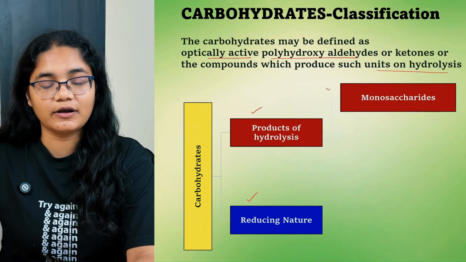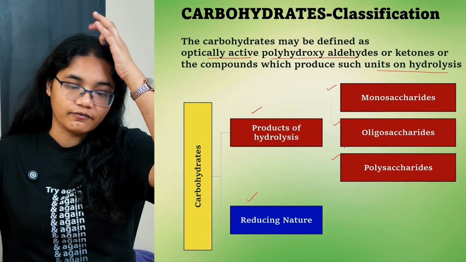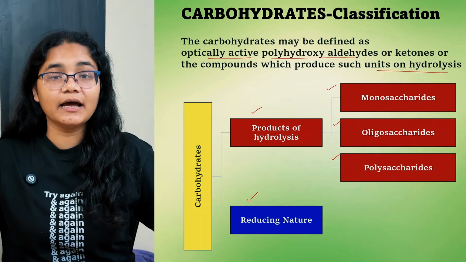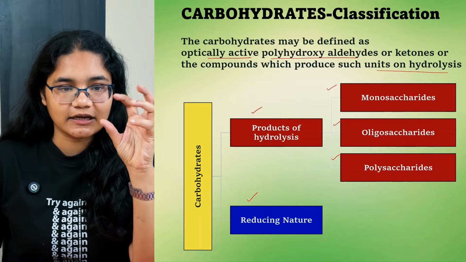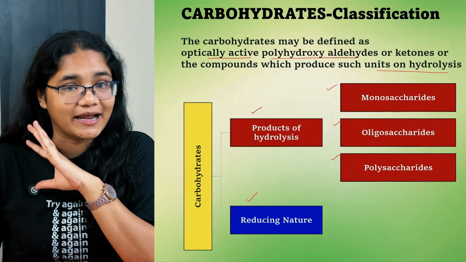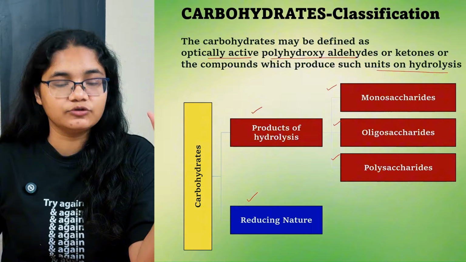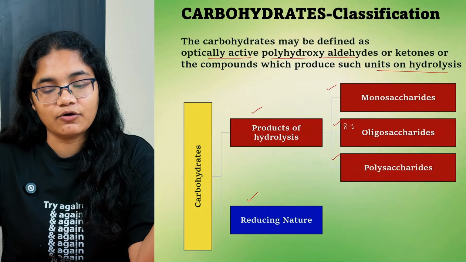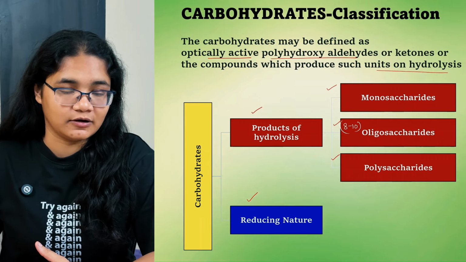Now product of hydrolysis, we have monosaccharides, oligosaccharides and polysaccharides. Means when you have a bigger compound, and when you break it, okay, so what do you mean by monosaccharides? These are those units which cannot be hydrolyzed further. Now oligosaccharides means if you break these big compounds, you get monosaccharides in the number of 8 to 10 monosaccharides. If you get that, then we call it oligosaccharides.